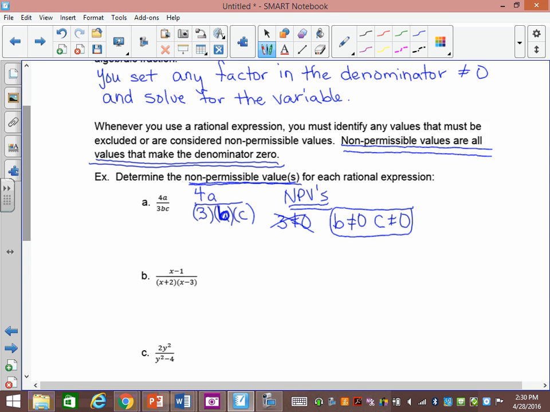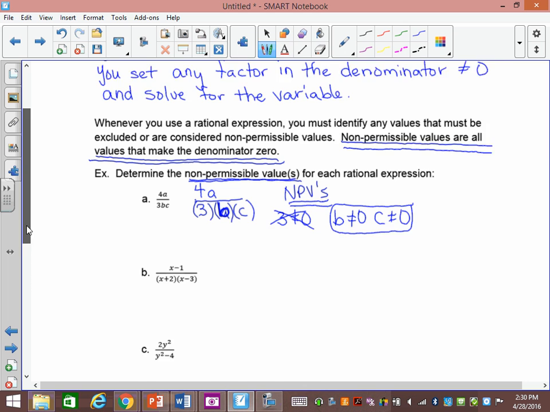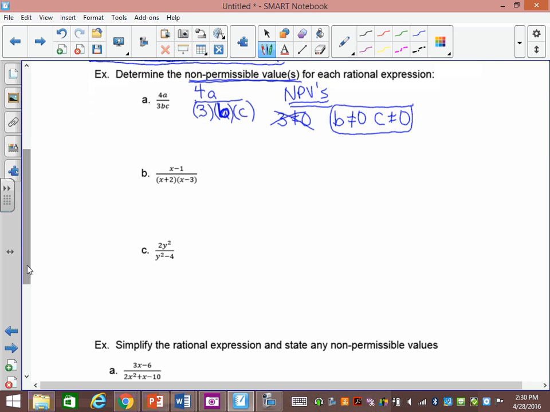Because you don't have to go solve any further, right? If it was 2B can't equal 0, then we'd have to divide by the 2. But it's just B and C by themselves. You try part B and C. See if you can do them. Hint on C, it's a difference of squares in the denominator. You're going to have to factor it first.